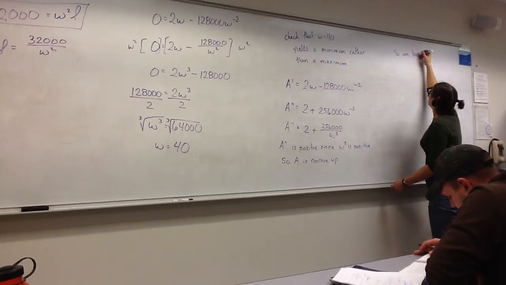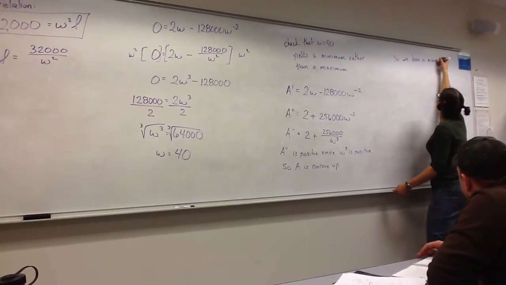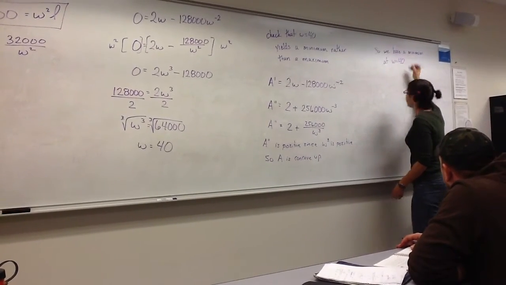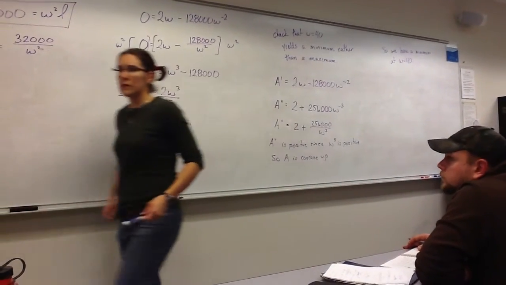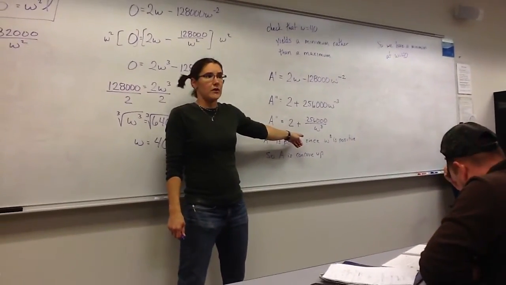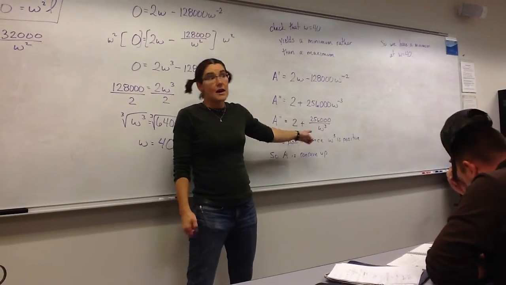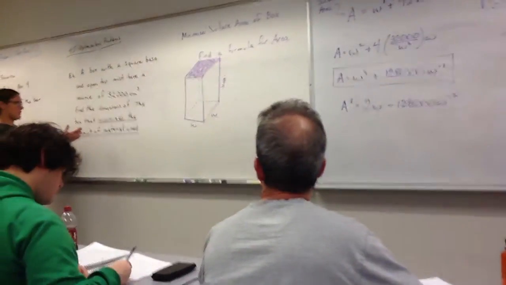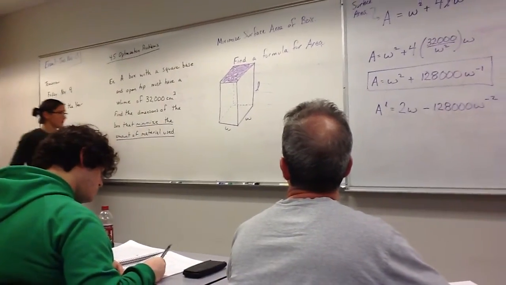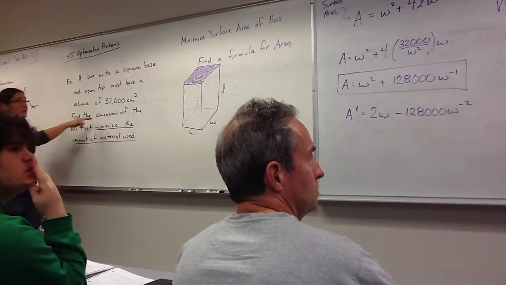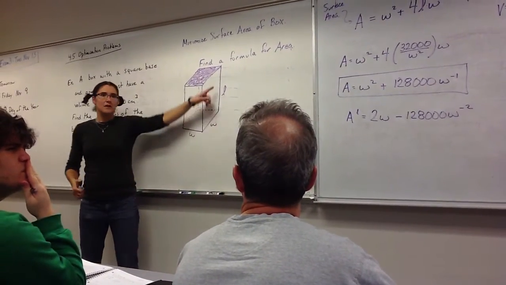So we have a minimum at W is equal to 40. So here we're using the calculus to justify that we have a minimum rather than a maximum. And our final step is to actually answer the question. Find the dimensions of the box that minimize the amount of material used. So when we want to find the dimensions, that means that we need to say what W is and what L is.